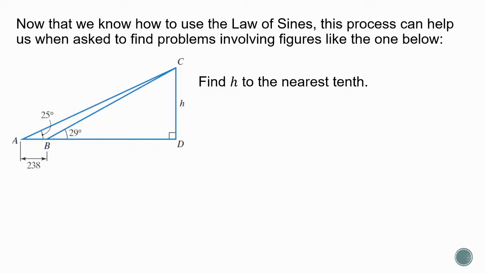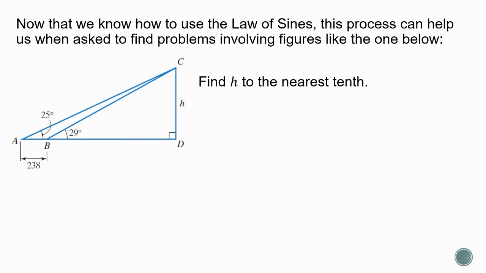Okay, now that we know how to use the law of sines, this process can help us when asked to solve problems involving figures like the one below. Notice that in this problem, there are technically three triangles, two of which are right triangles. Triangle CDA is a right triangle and so is CDB. Triangle ABC in this picture is an oblique triangle. But if they're asking us to find H, in both of those right triangles we wouldn't have enough information using SOHCAHTOA to find that right away.